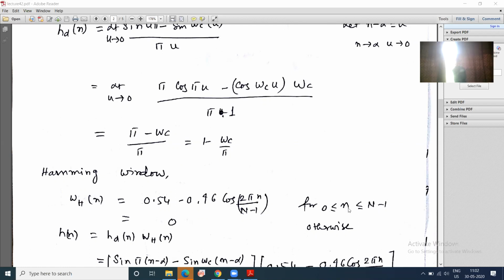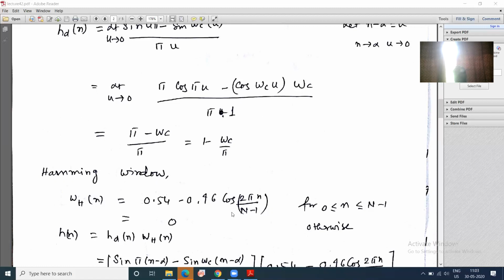So n from 0 to n minus 1. So WH of n is equal to 0.54 minus 0.46 cos 2 pi n by n minus 1 over the limit 0 to n minus 1, and otherwise this is 0. This is the definition of Hamming window, right? So instead of 1, you have to assume this value. So what particular window will be given?